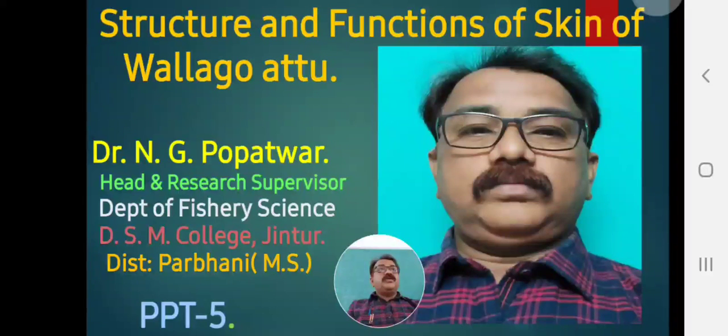Last part we have seen the first part, epidermis and its cells. This epidermis is also called a complex sheet of tissue made up of a number of cells which play the major, important role in the metabolic activity of w.attu. Then the next part of the structure and functions of skin, the next layer of the skin, is the dermis, then subcutis.